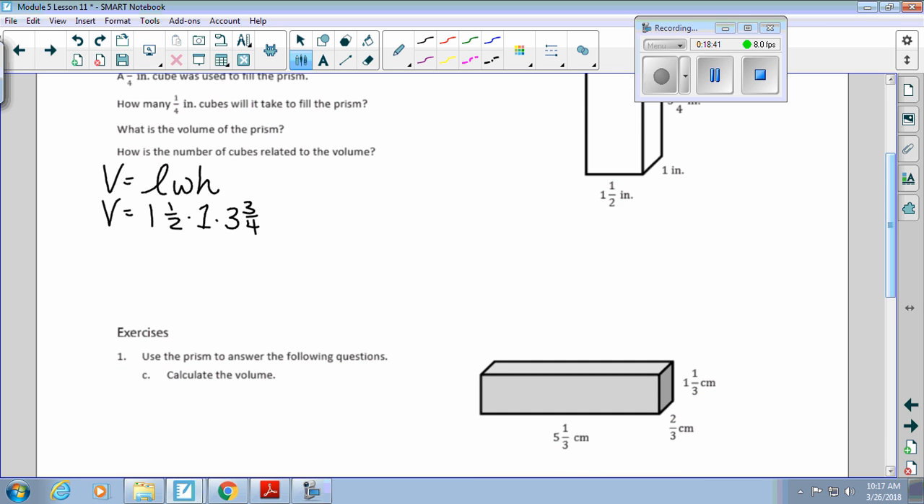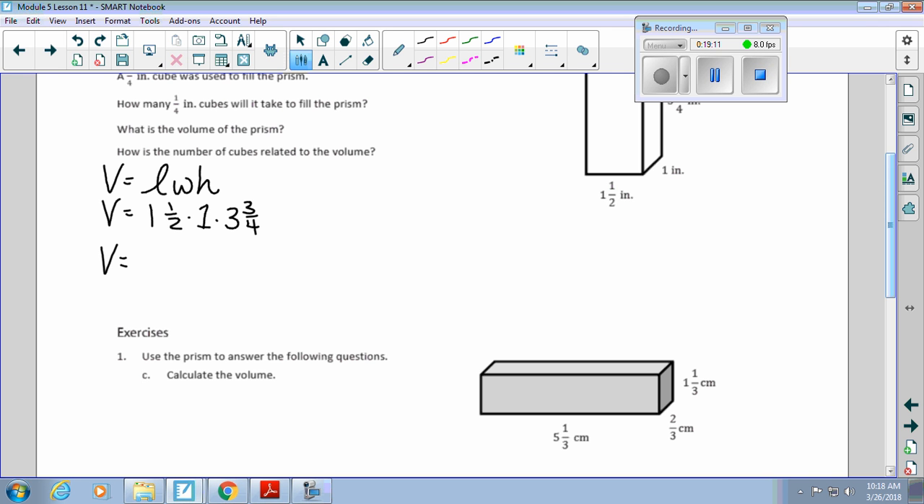What we need to do is turn these mixed numbers into improper fractions. So who can tell me what 1 1/2 would be? Not everyone at once, please. I can only call on one kid. I hate to call on the same kid twice, but here we go. Caleb. 1 1/2 would be how many halves? 3 halves. 3 halves, very good.